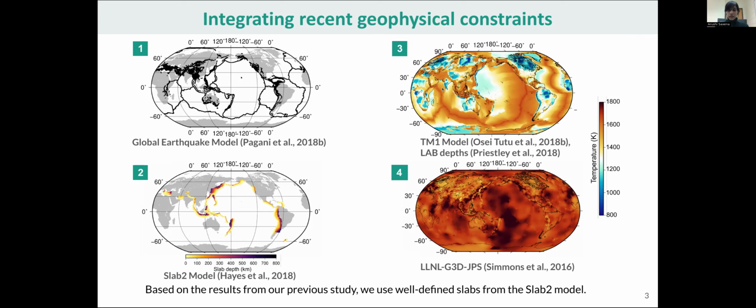For lithospheric structure, we use a TM1 model, and that incorporates the cooling of oceanic lithosphere and also different ages of the continental lithospheres. And below the lithosphere, we use a global tomography model, which is inverted from both P and S waves, and this is Nathan Simon's model in 2016. Additionally, we also use the Slab 2 model to define our slabs. This is something which is new in the current models we are developing, because we recognize that the slabs play a very important role, and we did not have the dipping slabs or well-resolved slabs in our previous models.